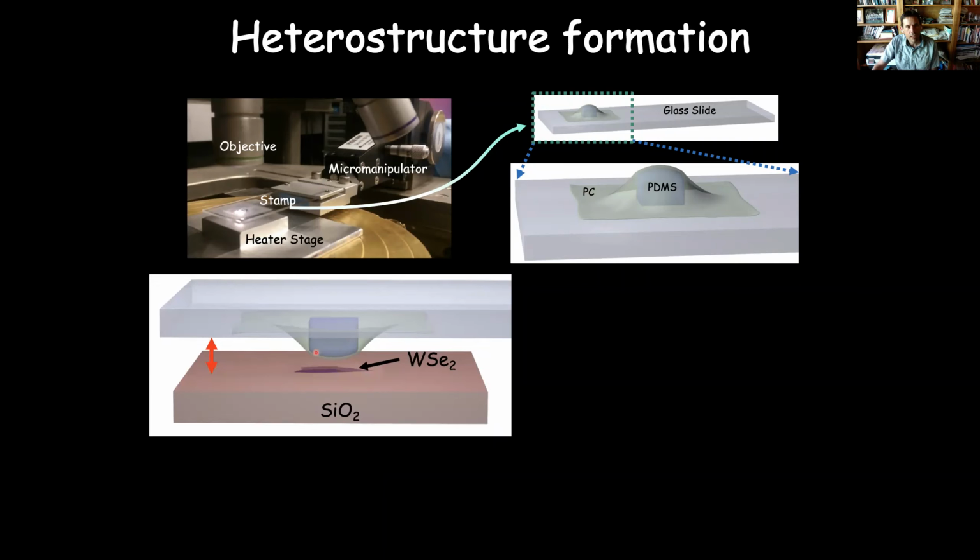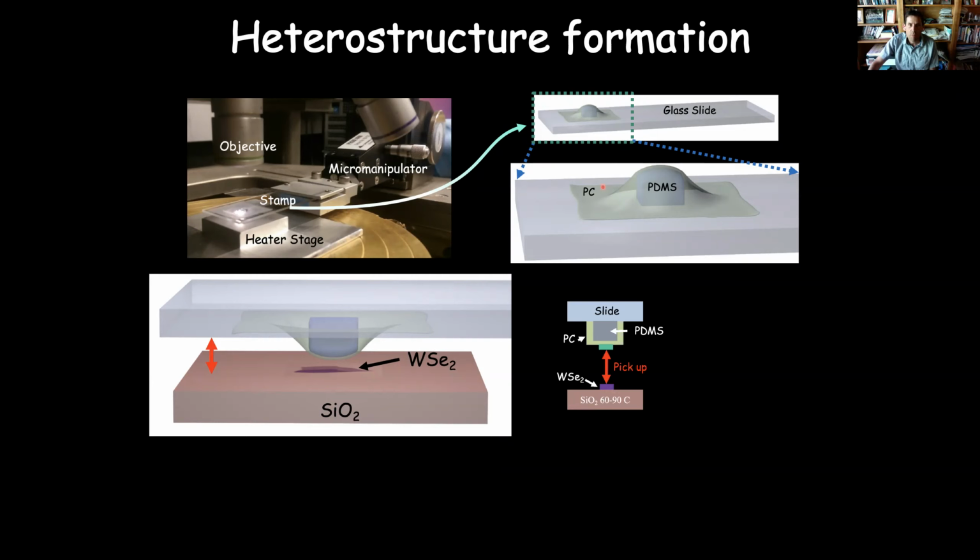We put our flake that we're interested in underneath. In this case, let's say it's a tungsten selenide flake. We have the stamp, we put it on top, and we bring these into mechanical contact. We essentially just lower the glass slide into contact with the silicon oxide, and then we heat the stage up to about 60 to 90 degrees Celsius. When we do that, this polycarbonate slightly melts, and that then picks up the tungsten selenide off the silicon oxide substrate.